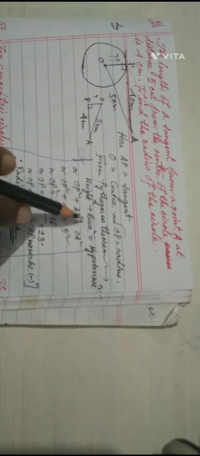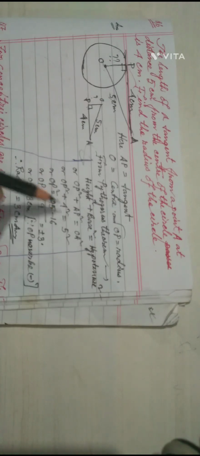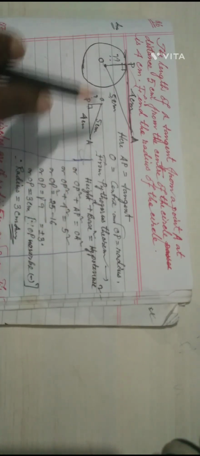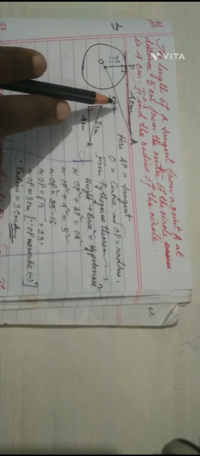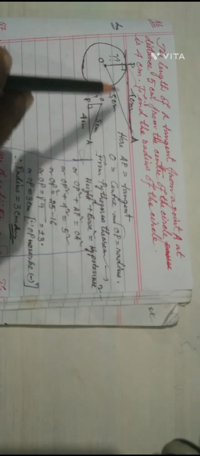Height square means OP square, and base means AP square. AP is 4 cm, that means 4 square, and OA is the hypotenuse, that is 5 square. Hypotenuse is always greater than the other sides, so OA is the hypotenuse.